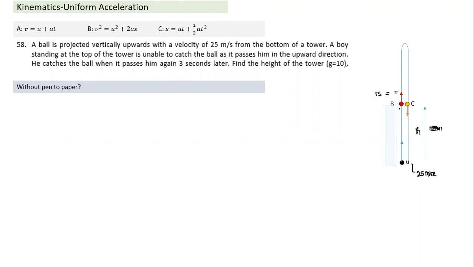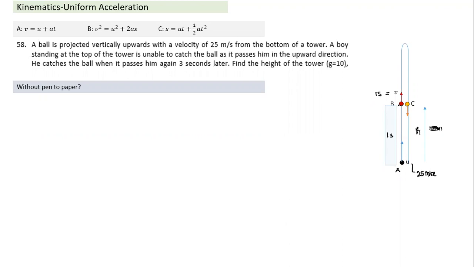What is the distance between B and point A, the point of projection? How much time will it take to reach from A to B? Avirup, tell me, what is the time it will take to reach from A to B? 1 second, right? Yes, 1 second, because 25 has become 15. From here to here, the time taken is 1 second.